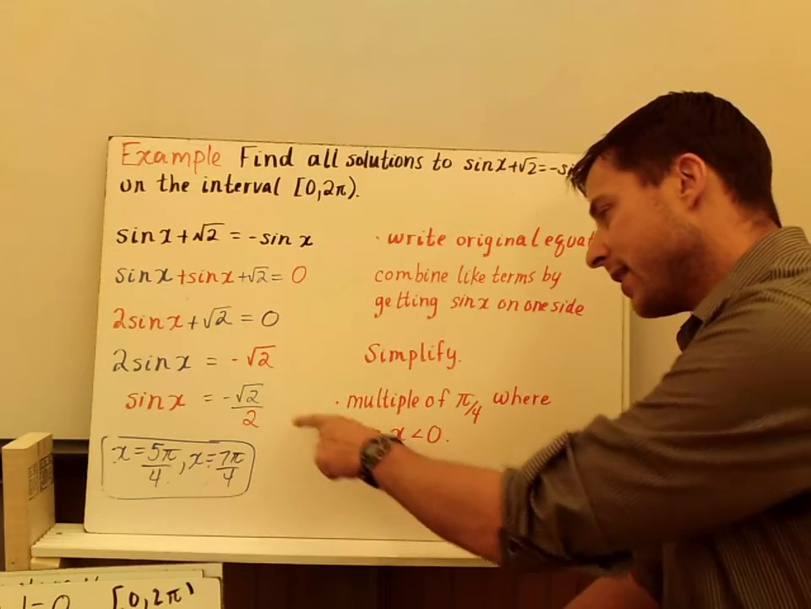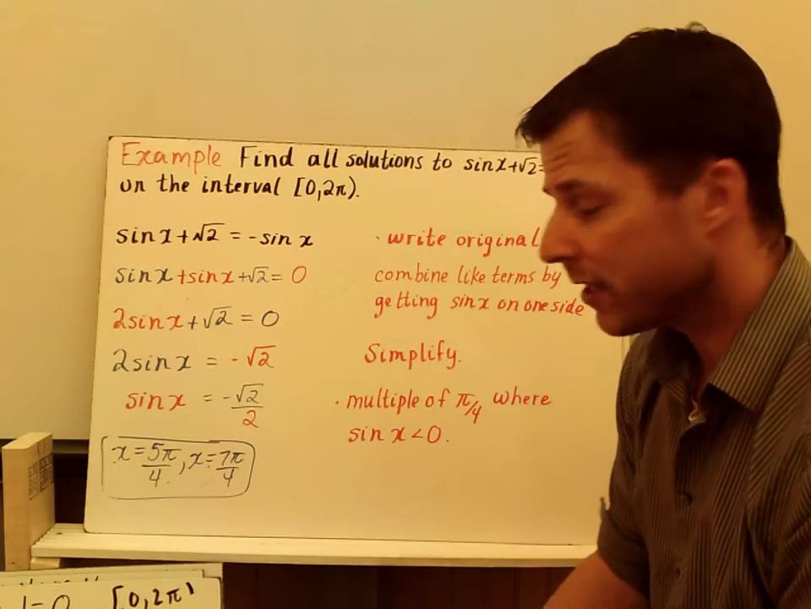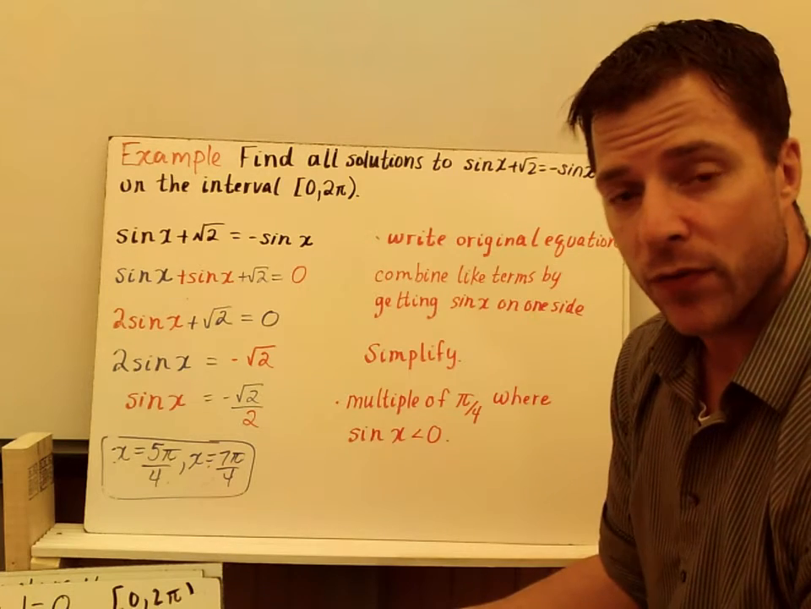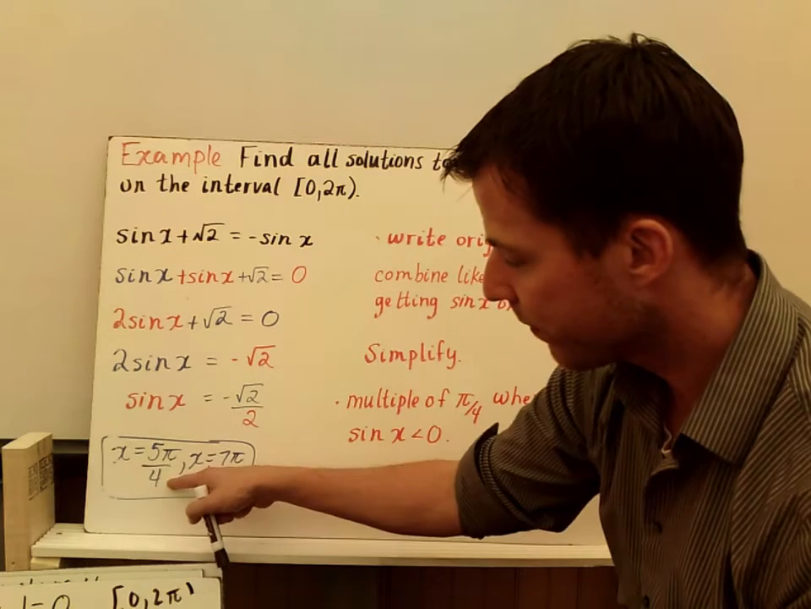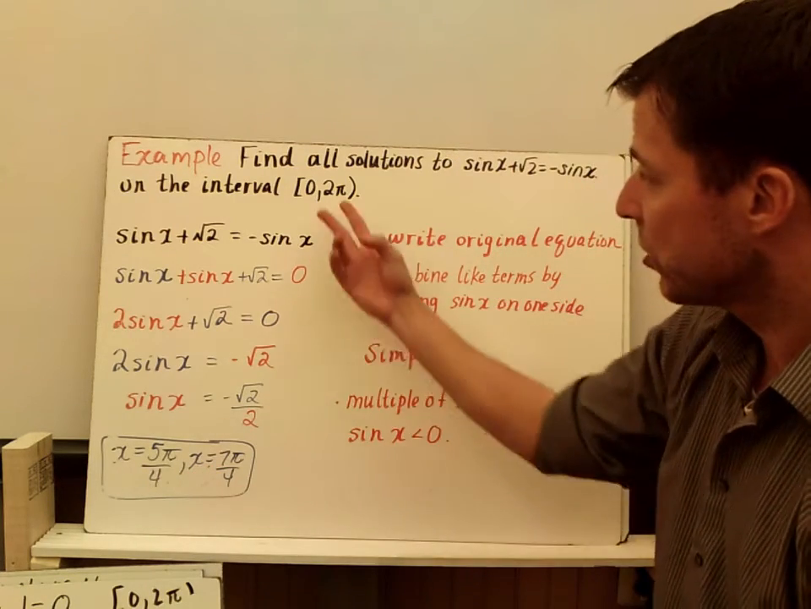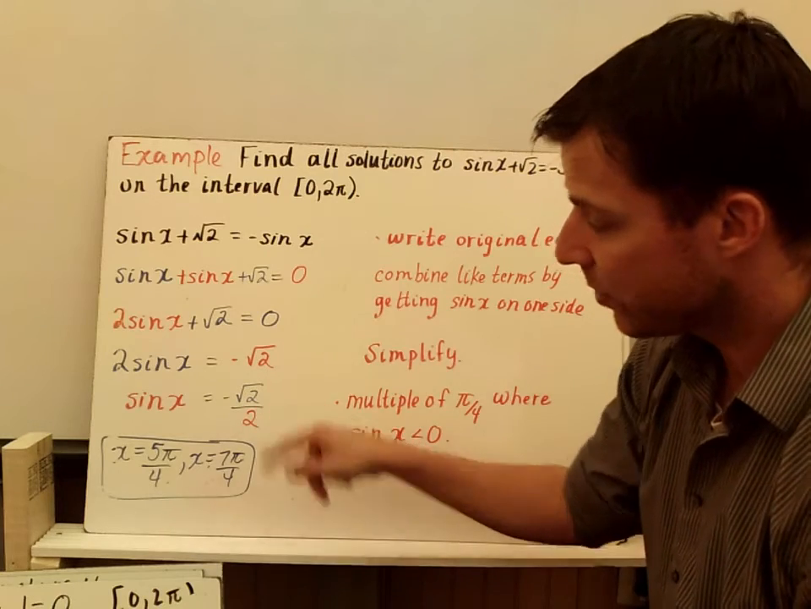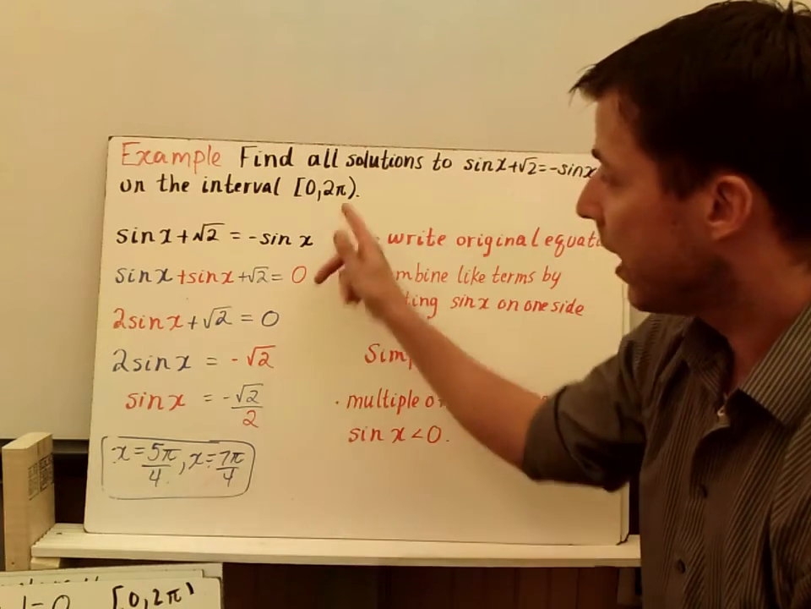Now, in this case, the y coordinate has to be less than 0. It's negative. So our answers are going to be in the third and fourth quadrant of the unit circle. So x is going to equal 5 pi over 4, and x is going to equal 7 pi over 4. Those are the solutions to sine of x equals negative root 2 over 2 on that interval.